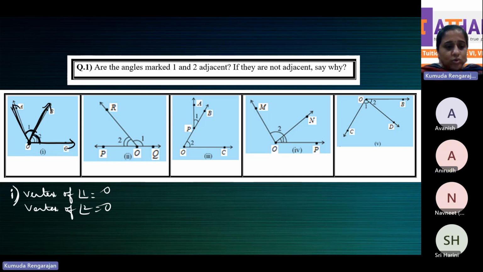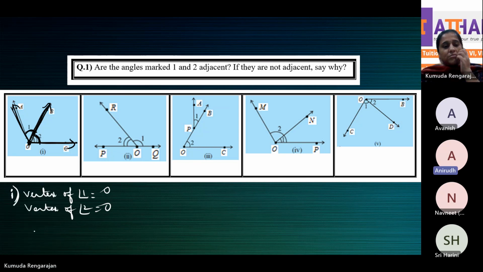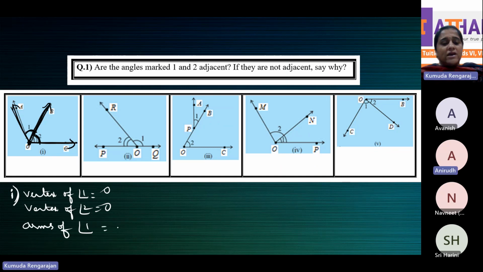And for angle 2, the arms are what? OB and OC. Yeah, OB and OC, they start from O only. Ma'am, and B is common, so on the left side and right side, the other two are not common. So what are the arms of angle 1? Ma'am, the arms of angle 1 are ray OA and ray OB.